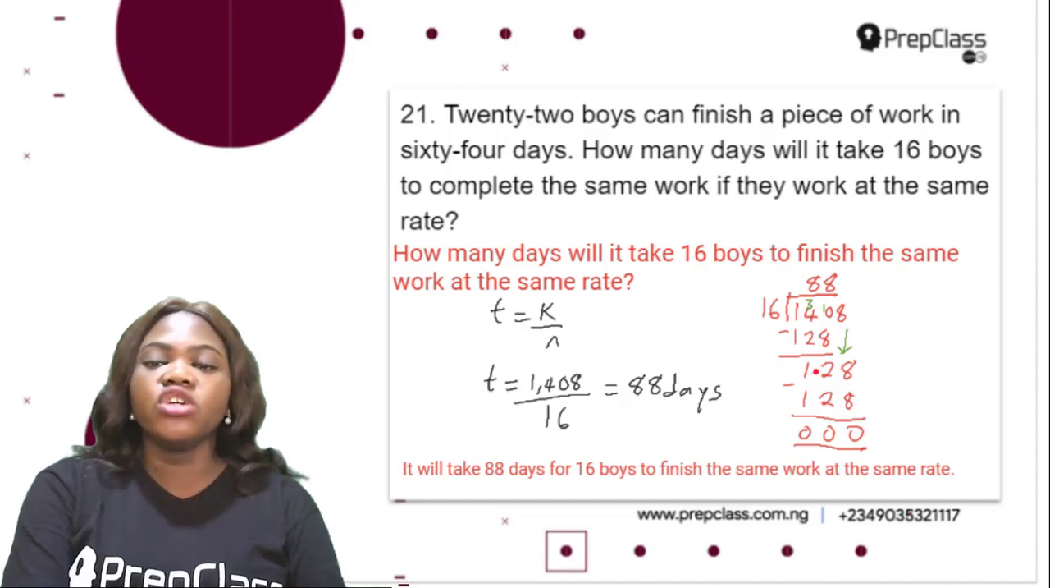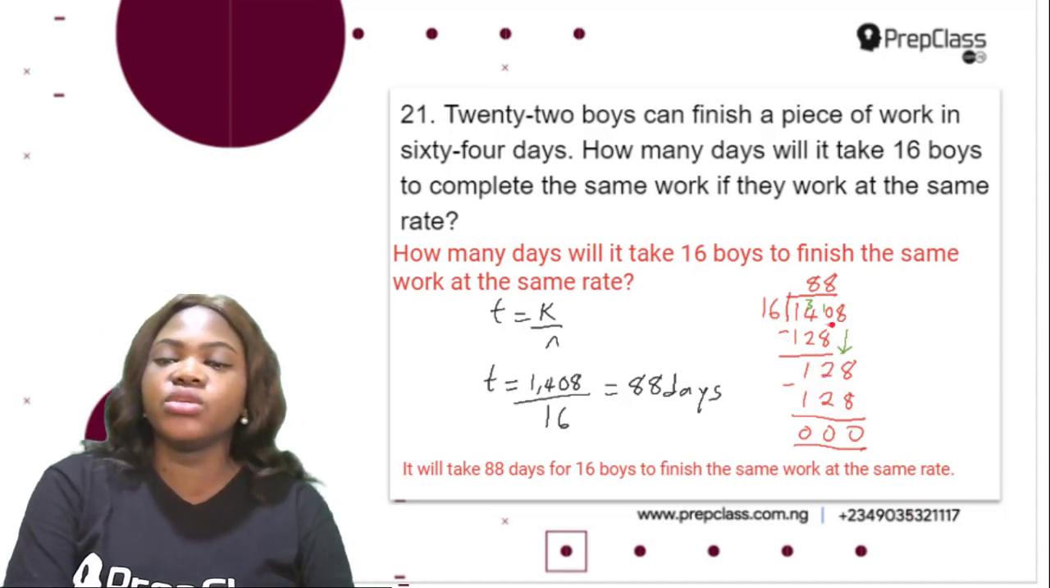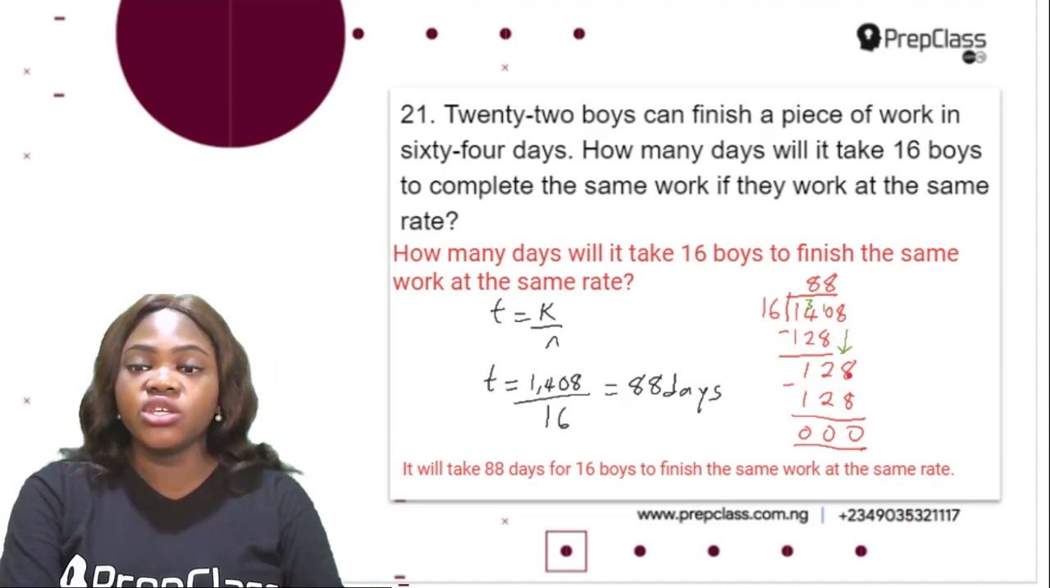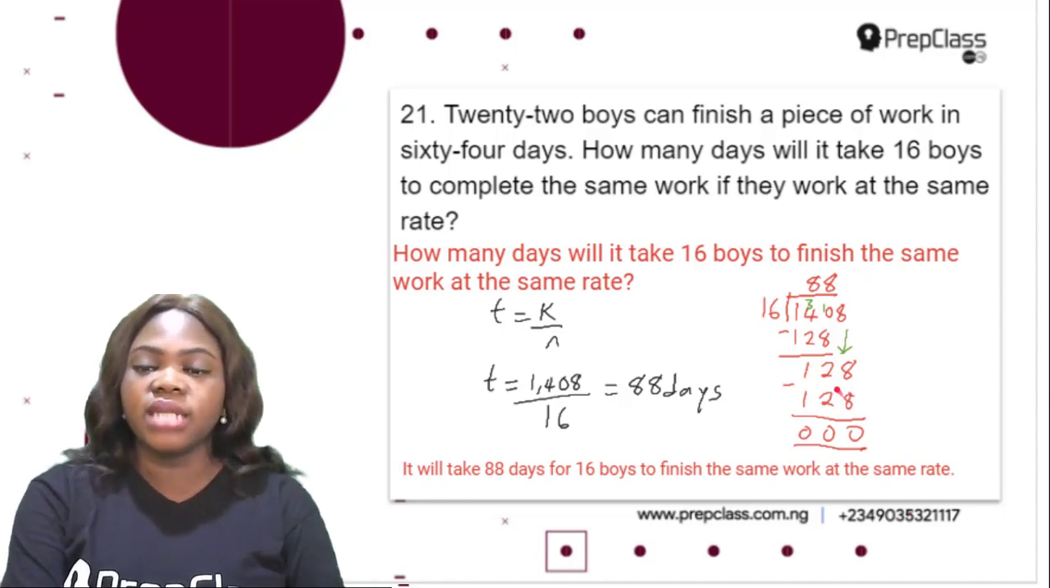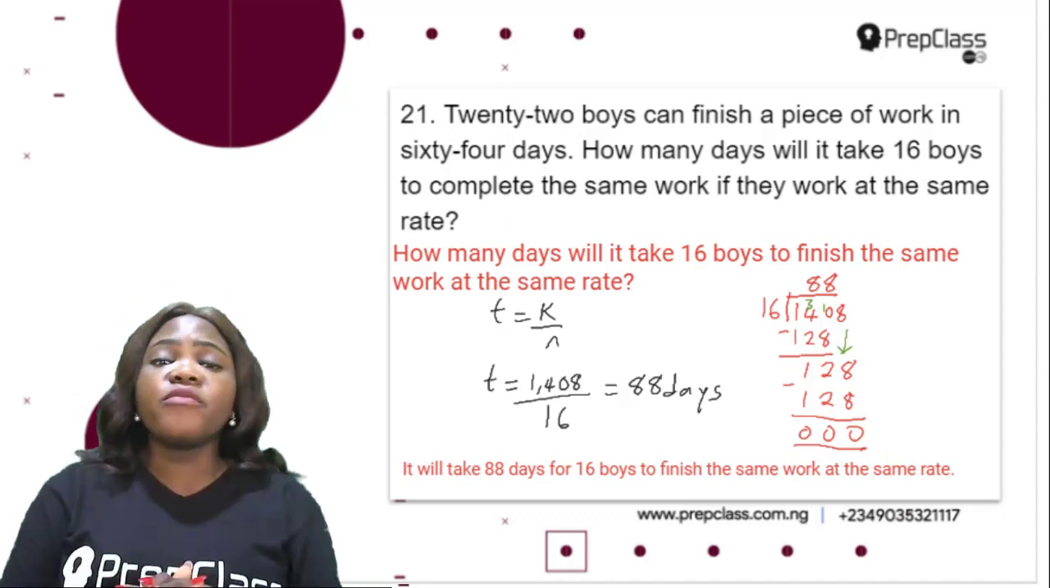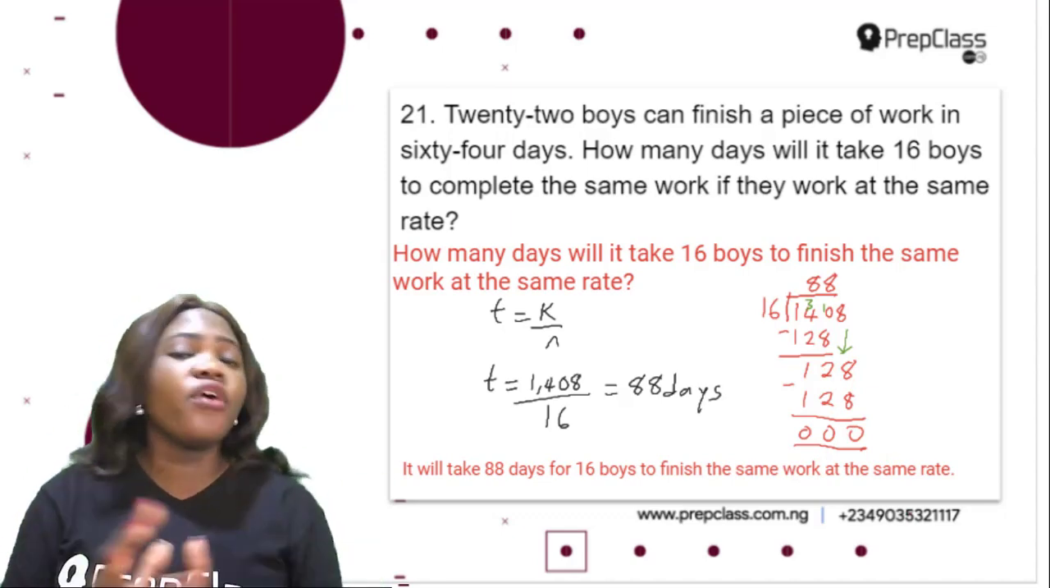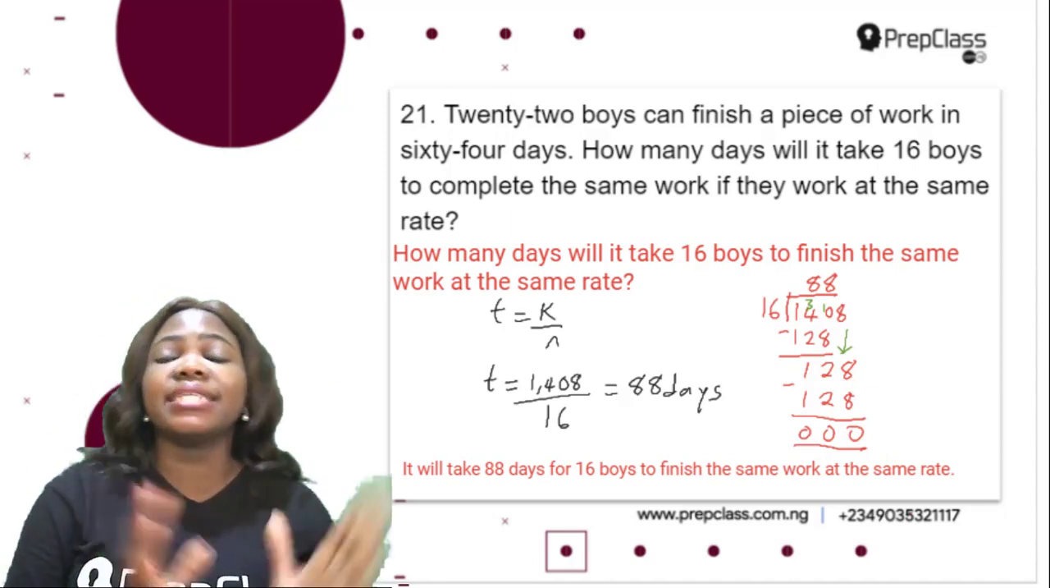So we have 12. 12 is not divisible by 16, so we drop down the next digit, which is 8. So we now have 128 divided by 16, which is 8. 8 times 16 is 128. 128 minus 128 is 0. So we've been able to completely divide 1408 by 16. So the answer is 88.